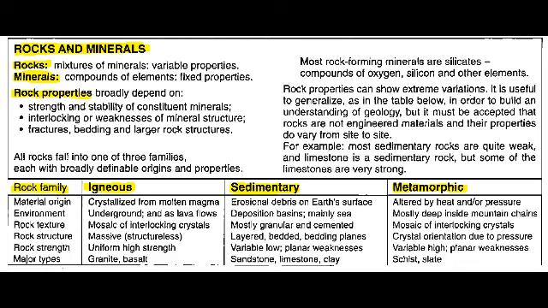Rock properties can show extreme variations. It is useful to generalize as in the table below in order to build an understanding of geology, but it must be accepted that rocks are not engineered materials and their properties do vary from site to site. For example, most sedimentary rocks are quite weak, and limestone is a sedimentary rock, but some of the limestones are very strong.